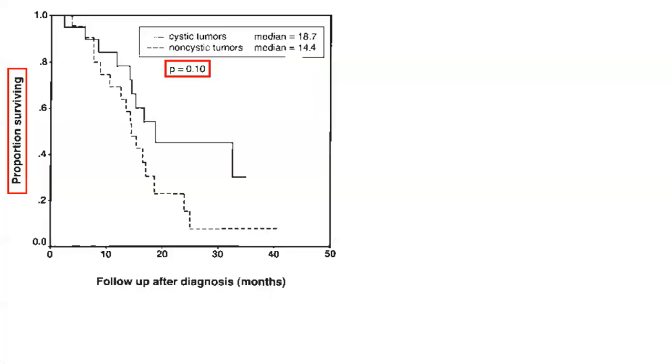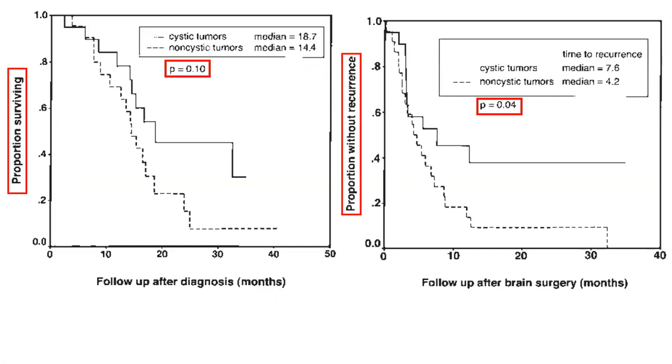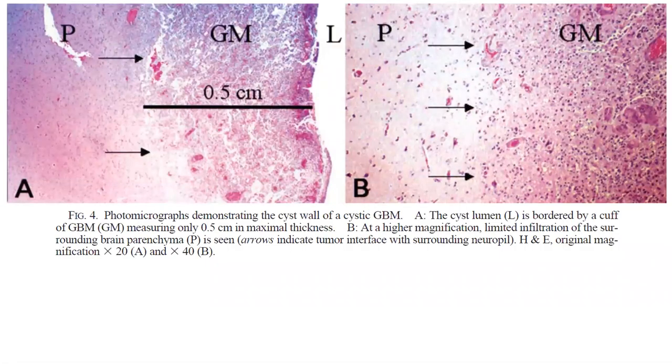This is overall survival, a trend towards increased survival of cystic glioblastoma, not statistically significant, but recurrence-free survival, absolutely statistically significant, longer recurrence-free survival in cystic glioblastomas. We attributed that to a very narrow rim of infiltration, so that gross total resection probably not just got the enhancing component, which would be the vascular proliferation, necrosis, but also probably got a majority or bulk of the dense disease out, and maybe that's why.